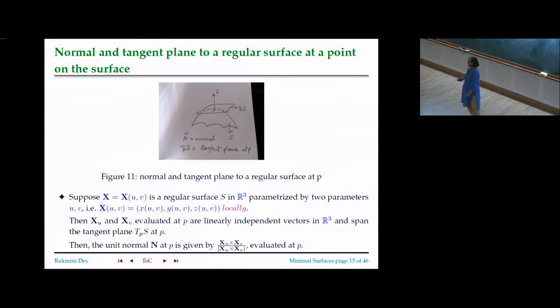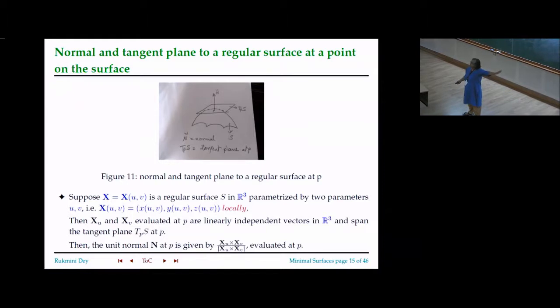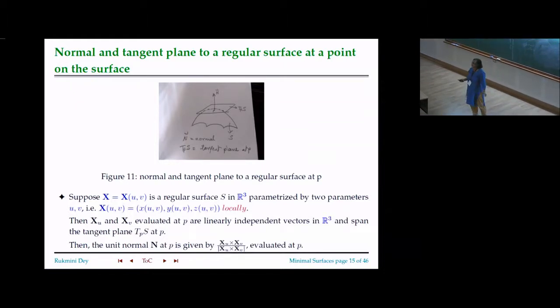Yeah, they'll be linearly dependent, yes. Tangent plane, absolutely. I will come to that. There's a long definition of a regular surface, but you can take this to be equivalent, that these two vectors are linearly independent.